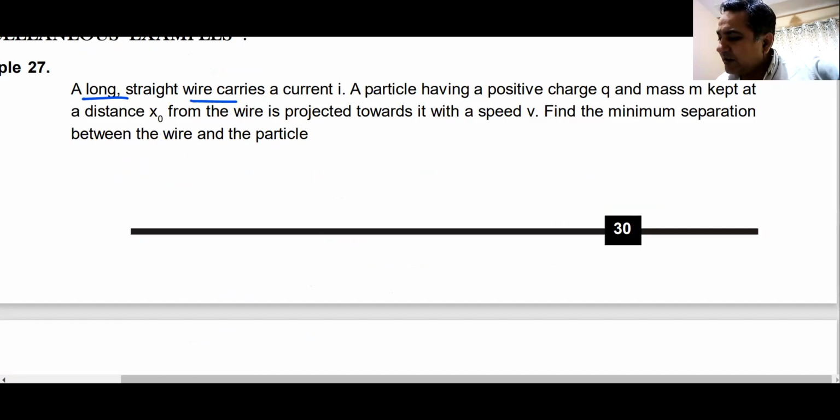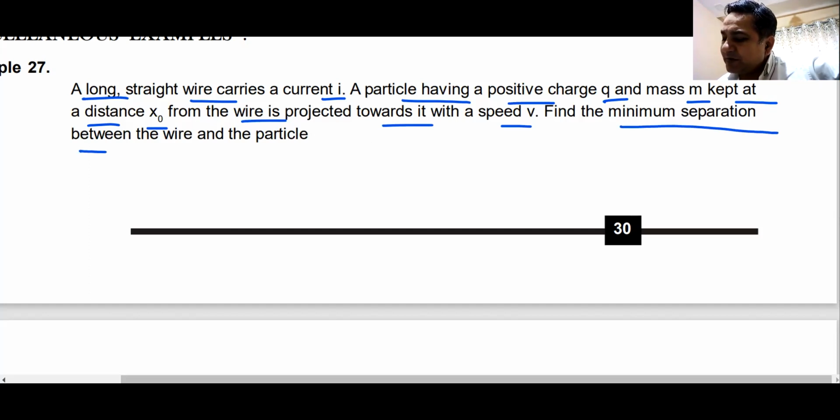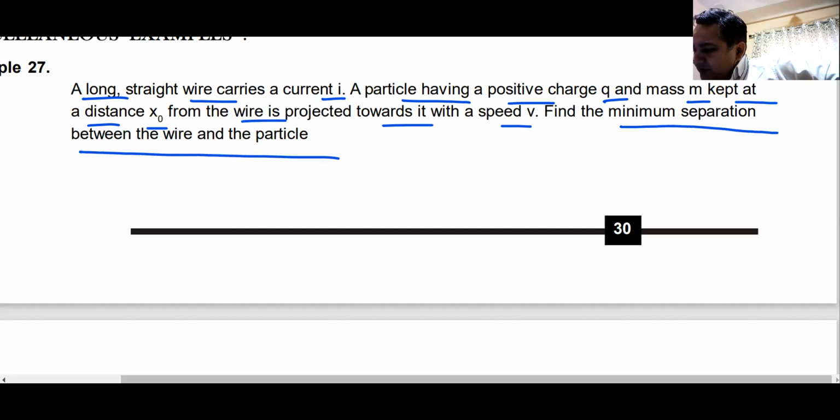A long straight wire carries a current I. A particle having a positive charge Q and mass M is kept at a distance x naught from the wire and is projected with a velocity v. Find the minimum separation between the wire and the particle. Do you understand the question? So this is the wire, this is the particle, and it is projected towards it with velocity v.